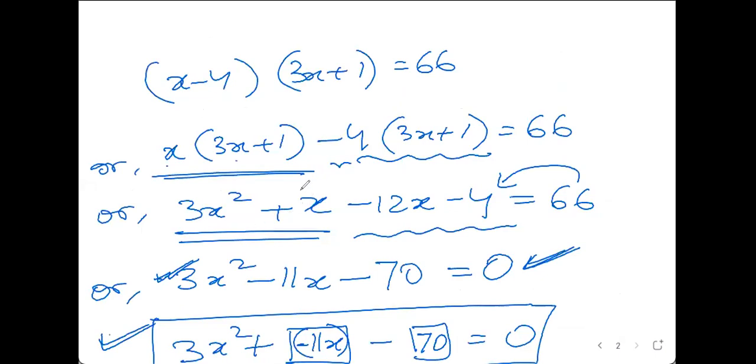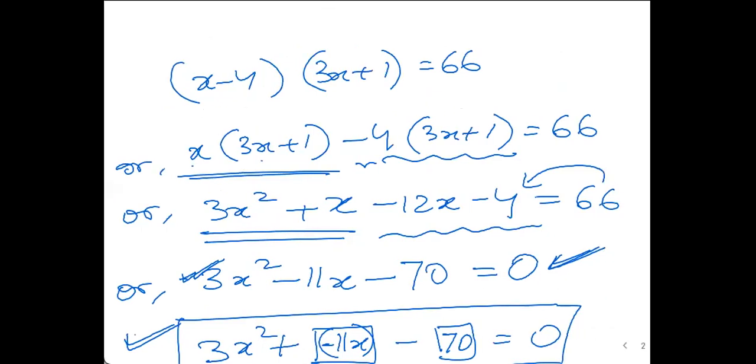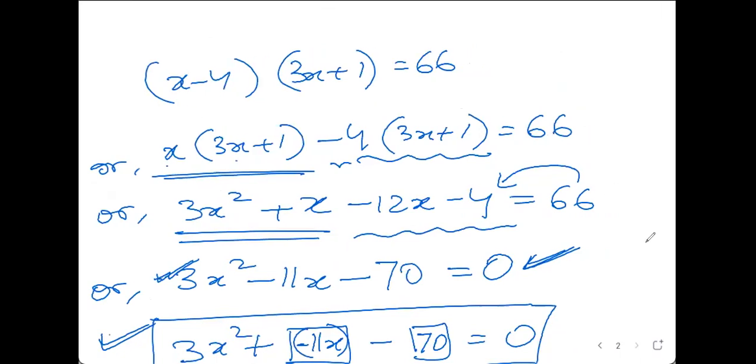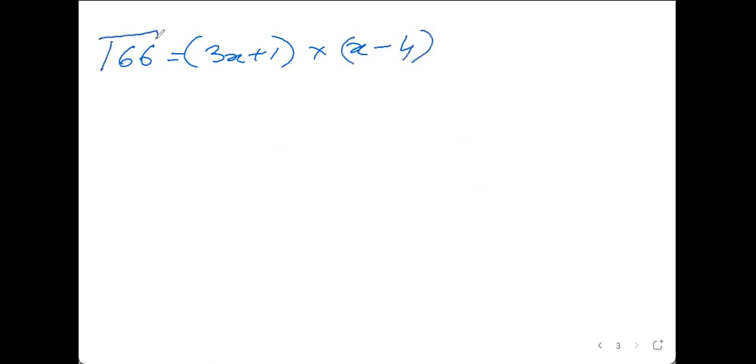So let me write it again, if at all it makes sense to you. In the textbook, what is happening is, it says 66 equals 3x plus 1 multiplied by x minus 4. X minus 4, not x plus 4. Yes. Thank you. X minus 4. Right? So here it is a fill in the blanks.